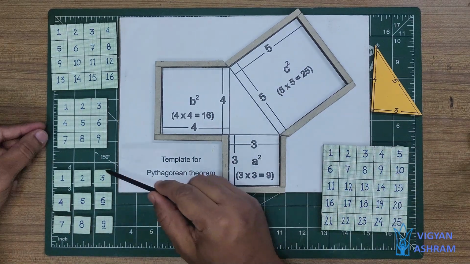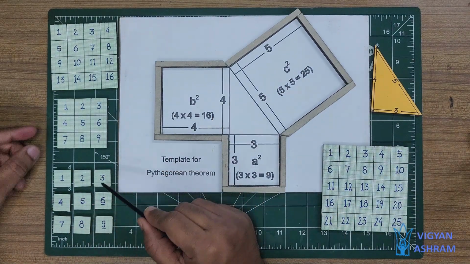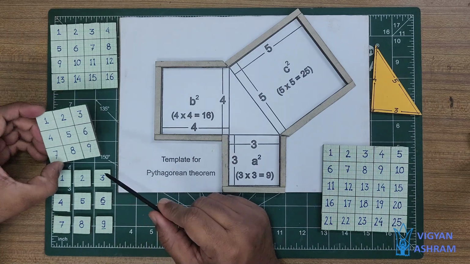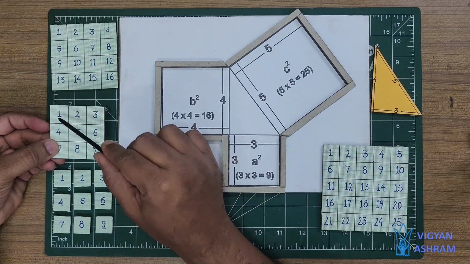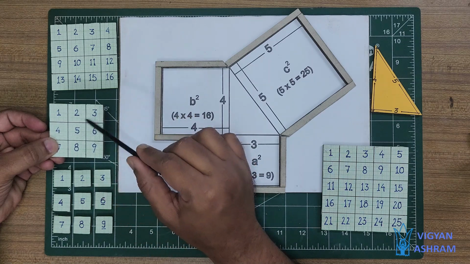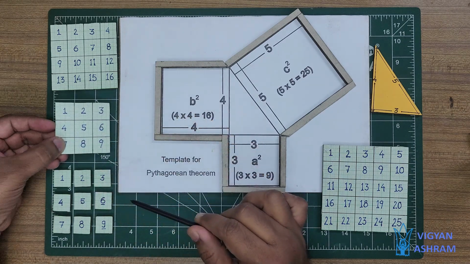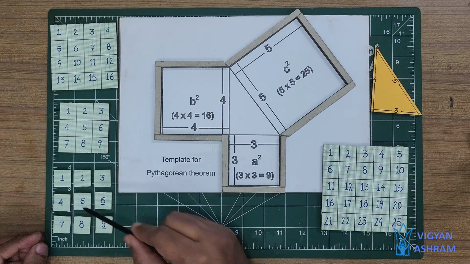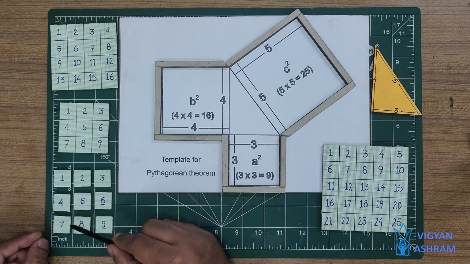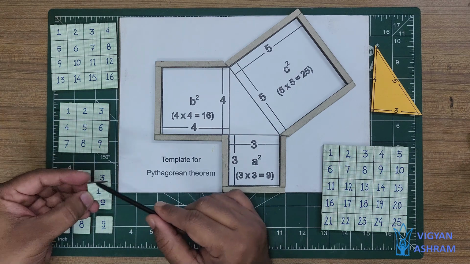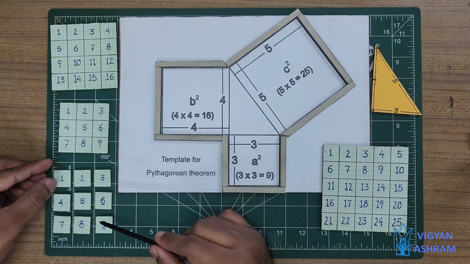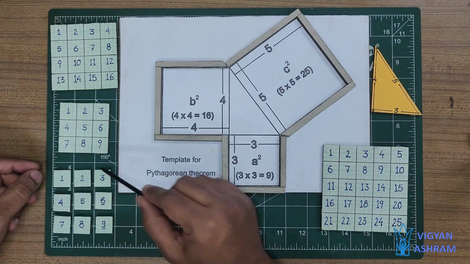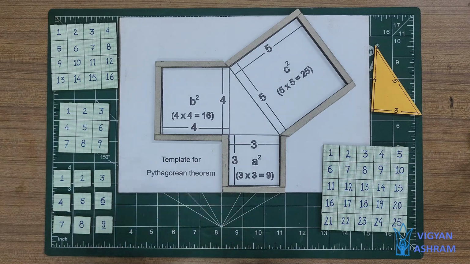In this particular model, we have also cut the big square into 9 small squares: 1, 2, 3, 4, 5, 6, 7, 8, 9. These are 2 centimeters by 2 centimeters. We have divided it into 9 squares.